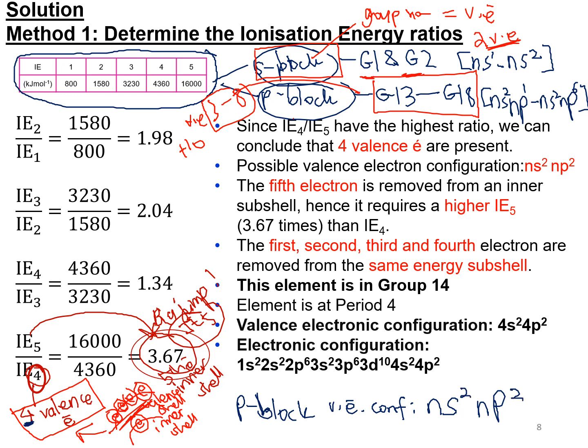And then di dalam soalan dia bagi tahu atom ataupun elemen M dia berada pada period yang keempat, therefore n will be equals to 4. Therefore dia punya valence electronic configuration for element M will be 4s2 4p2. Okay, tapi kalau you nak tahu the full electronic configuration for element M, you kena ikut apa?